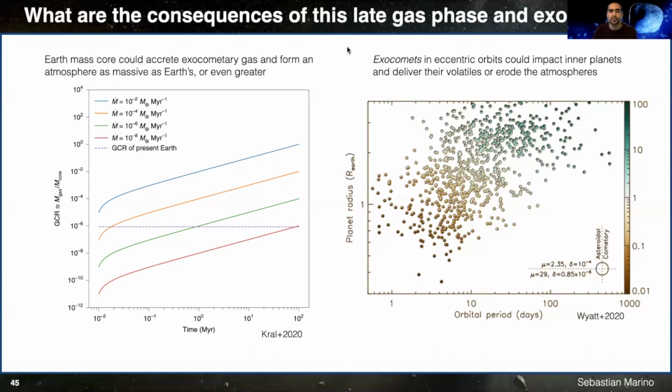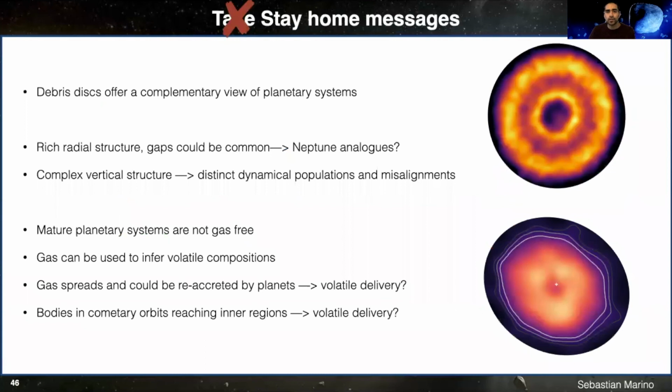So with that, I would like to finish and leave you with some take-home messages. I hope I've convinced you that debris disks offer a complementary view of planetary systems. Debris disks can have a rich radial structure, gaps could be common, and perhaps they are caused by Neptune analogs. The complex vertical structure of some disks seems to indicate that there are distinct dynamical populations and misalignments.